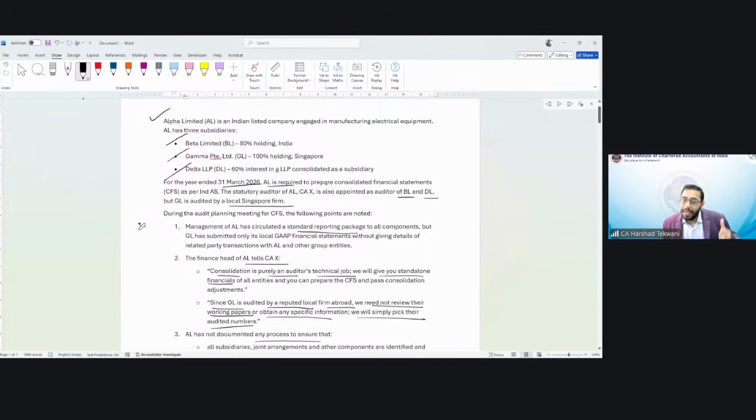So take a minute, read the question again, and then tell me. A lot of things are already there in the question itself. The things we need to answer, and it's a pretty easy question. Tell me, what do you think about the responsibilities of the parent with respect to the consolidated financial statement?